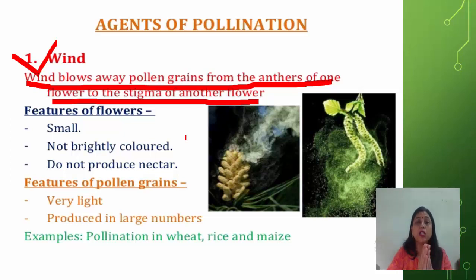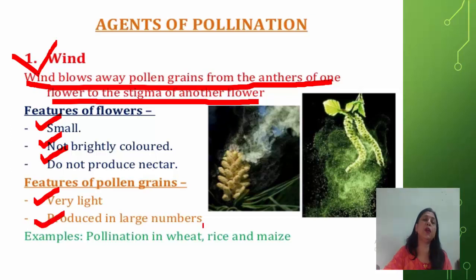But the flowers which get pollinated by wind have special features. They are small, they are not brightly colored, and they do not produce nectar, because brightly colored flower petals and sweet smelling nectar are all features of flowers which are pollinated by insects. And the pollen grains of the flowers which are pollinated by wind are very light and they are produced in large numbers.